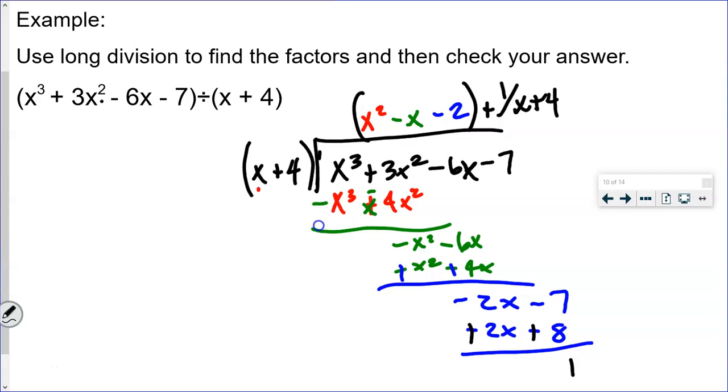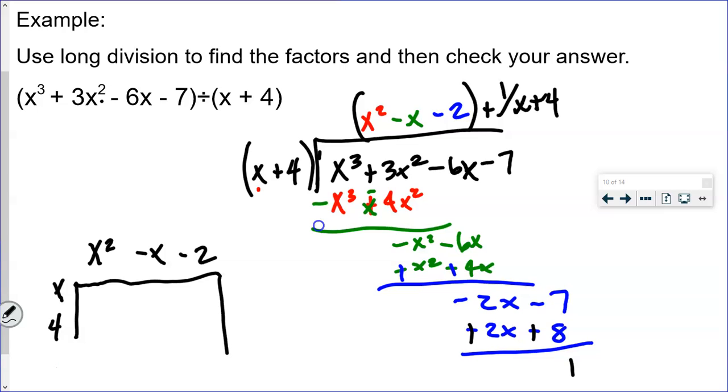So I'm going to go ahead and do this with the box method. So x squared and a minus x and a minus 2, and then an x and a 4, okay?